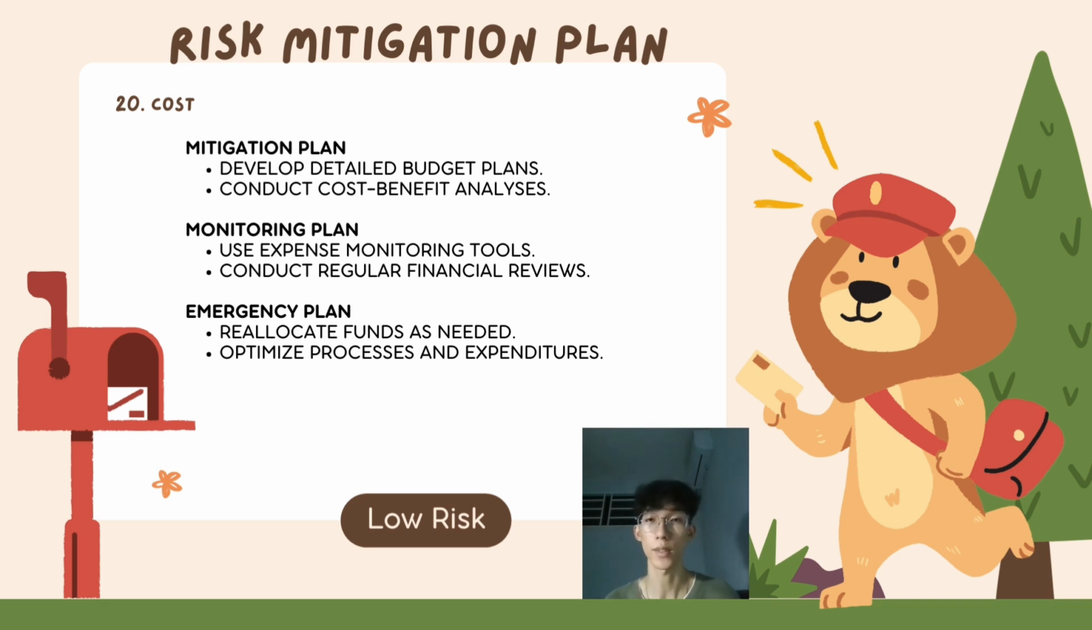In response to unforeseen financial needs, the company shall maintain flexibility to quickly reallocate funds to critical areas as needed to ensure continuous support, and also continuously optimize processes and expenditure to achieve long-term financial stability and resource utilization. And that's all for the risk mitigation plan that is recommended for the cost risk.